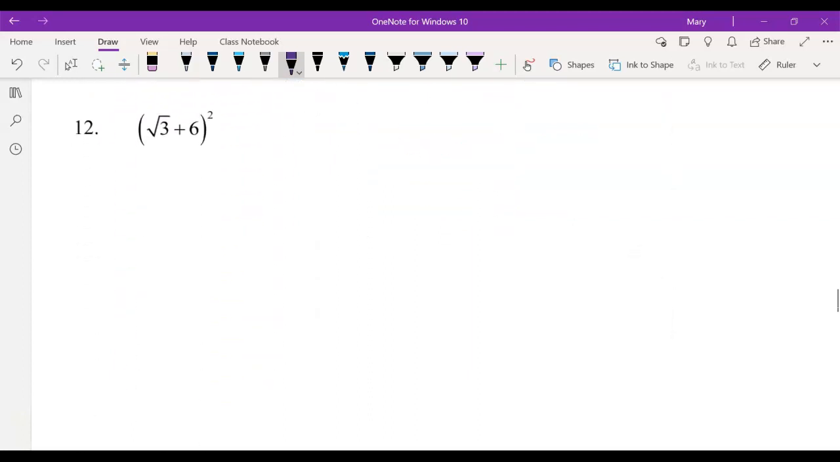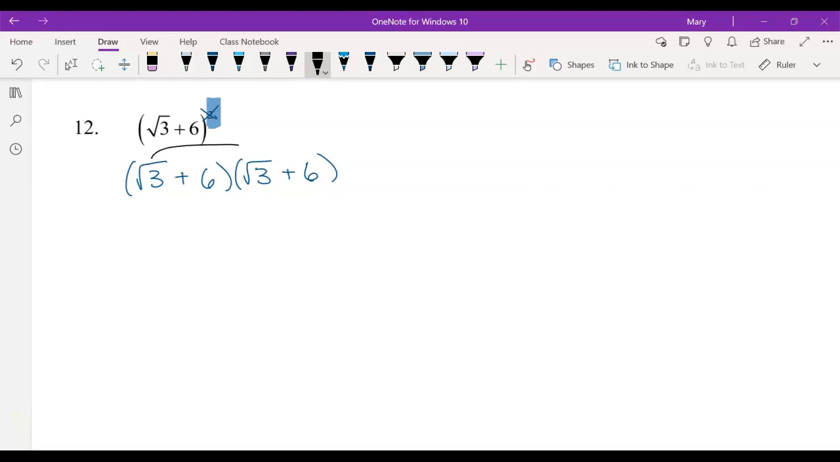So we're going to try another one here, root 3 plus 6 being squared. So you see that square and right off, this is going to be a red flag. We're not actually going to just try to distribute the square. Instead, we are going to cross it off, and we are going to do this problem by writing it twice. So root 3 plus 6 times root 3 plus 6.